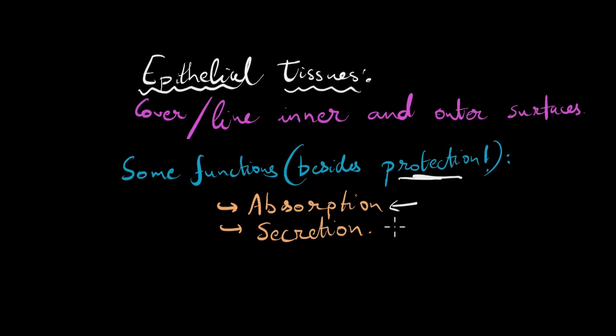So you might be learning that absorption and secretion might be functions of certain kinds of epithelial cells, like columnar epithelial cells. And the aim of this video is to maybe demystify this a little bit, maybe try and make it a little more natural, and we'll walk you through some examples of how epithelial tissues help in these functions.